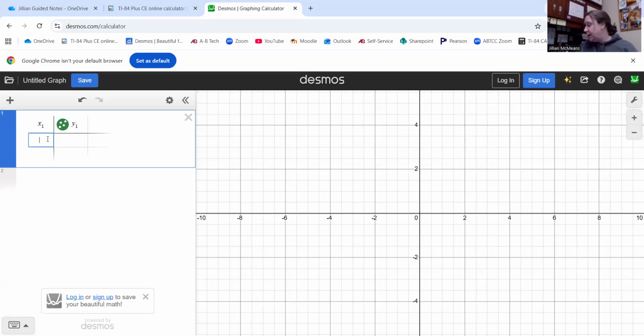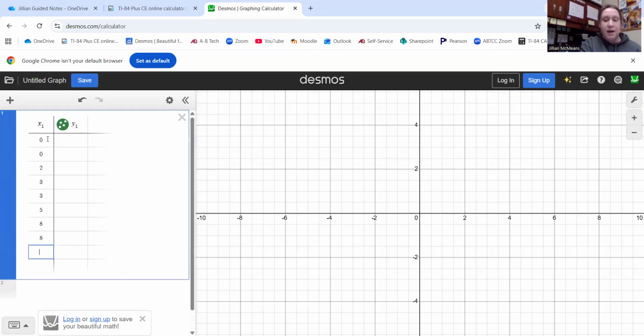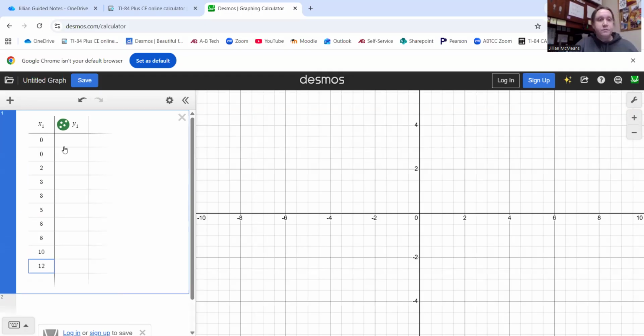And we're going to type in those X values again. So we had 0, 0, 2, 3, 3, 5, 8, 8, 10, and then 12. And then for the Y values, we had 3.49, 3.05, 3.24, 2.82, 3.19, 2.78, 2.31, 2.54, 2.03, and 2.51. Double check to make sure you didn't make any typos. So 0, 3.49, 0, 3.05.